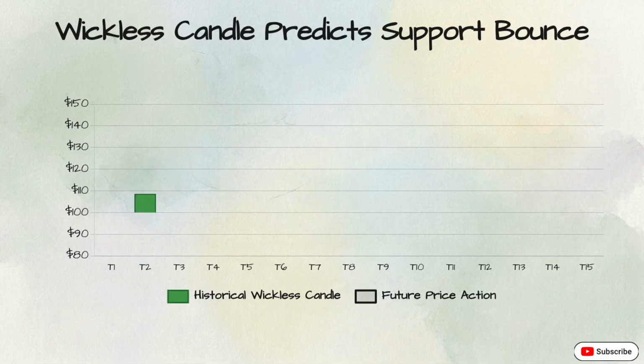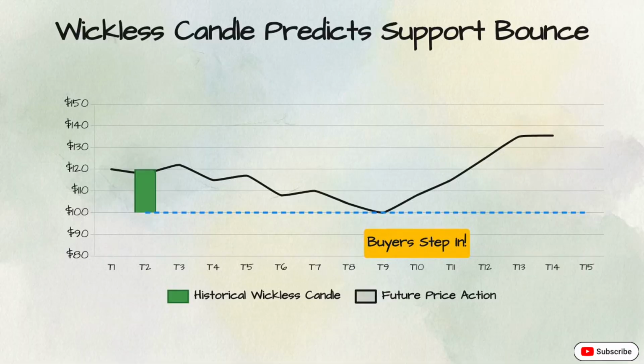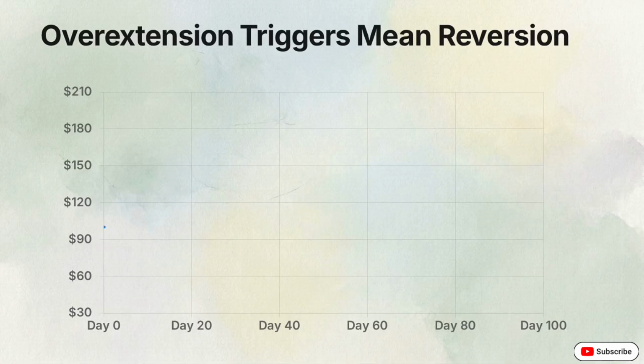Look at this example. Draw a horizontal support line precisely at the flat base of this wickless candle. As the price moves forward, notice how it returns to this exact level and reacts, bouncing sharply because buyers previously found this price attractive. Identifying these wickless candles allows you to mark support zones based on high-volume buying activity rather than arbitrary lines. Next, apply a 50-day moving average to your chart to visualize mean reversion.